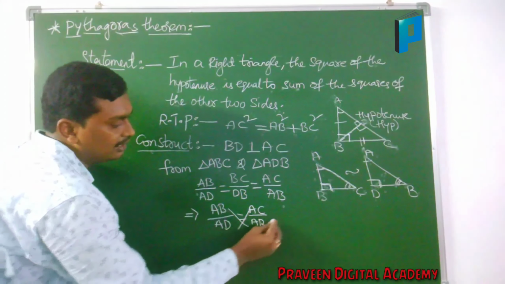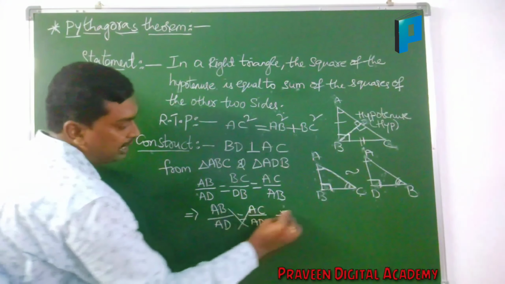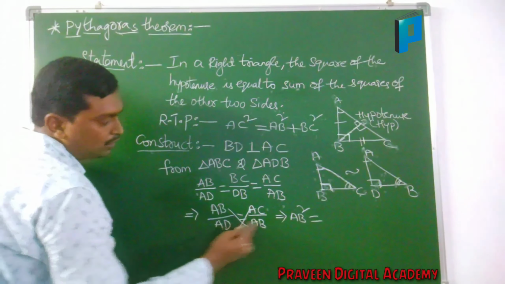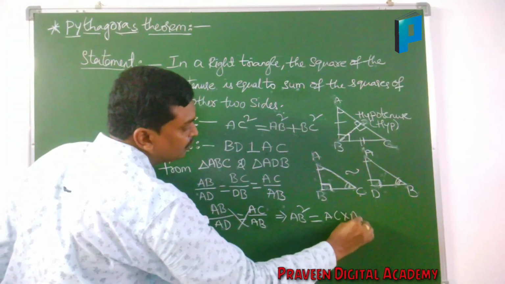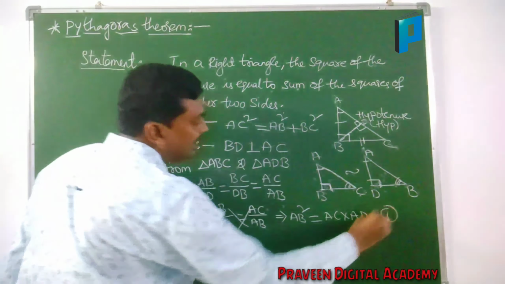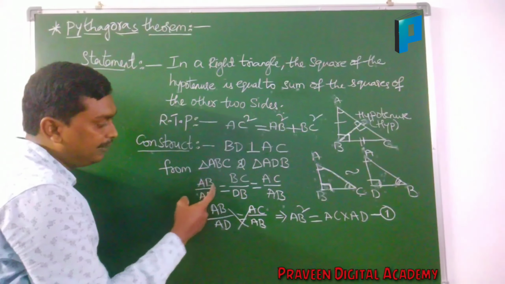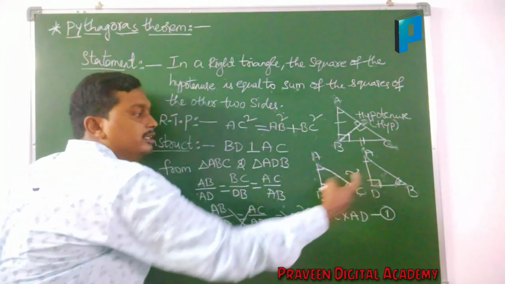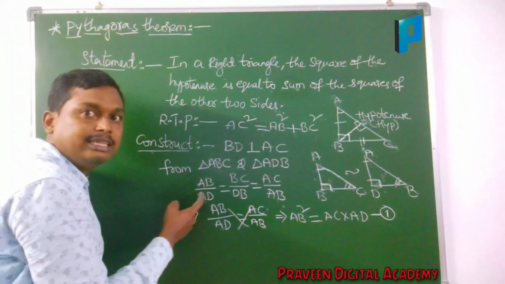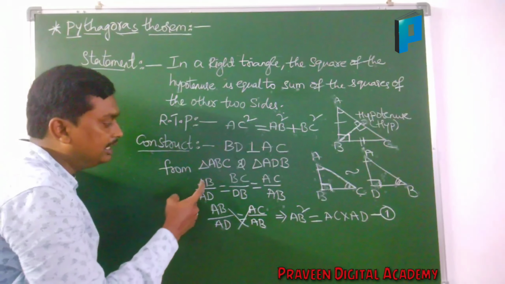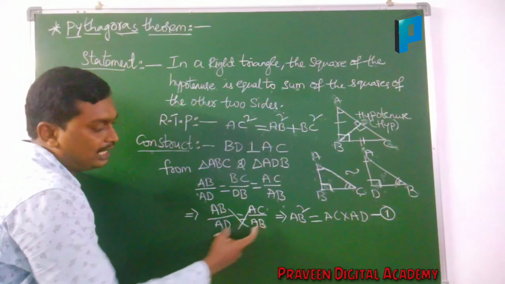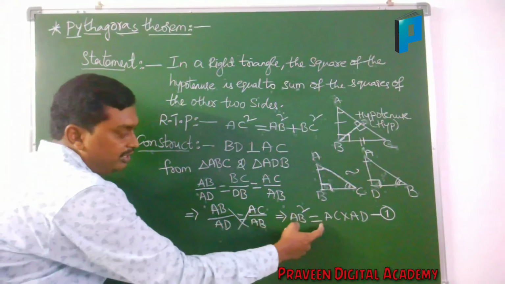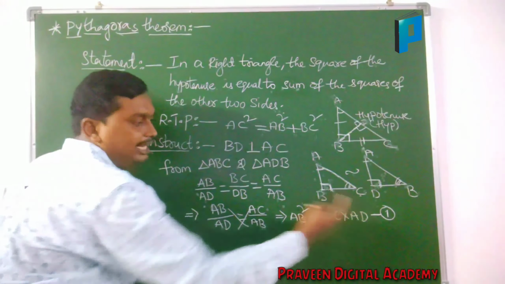Now do the cross multiplication. AB into AB is AB square, equal to AC into AD. Take this as equation 1. Here AB by AD, BC by DB is equal to AC by AB, because the triangles are similar, so the ratios are equal. Here AB is common in both, so we took those out and did cross multiplication: AB into AB is AB square is equal to AC into AD.